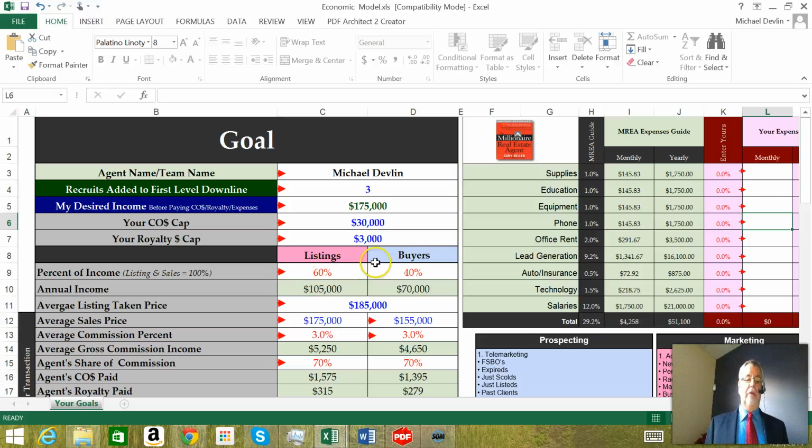Now, it's generally considered a good plan that you want 60% of your business to come from listings and 40% from buyers. Now, I have people who say, I'd rather work with buyers than sellers, so you can change that.